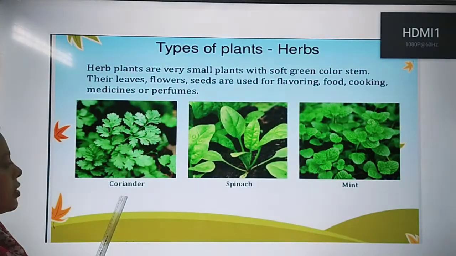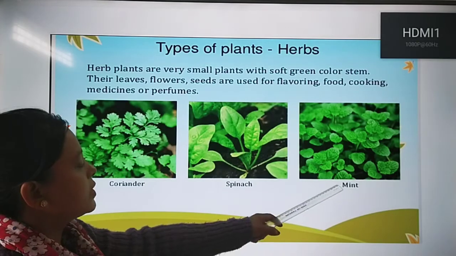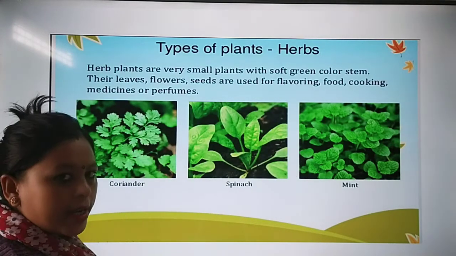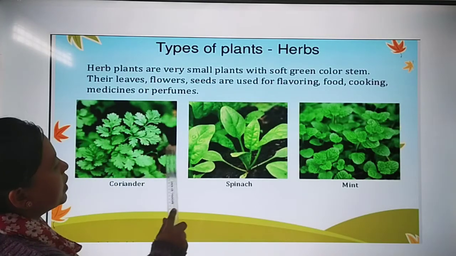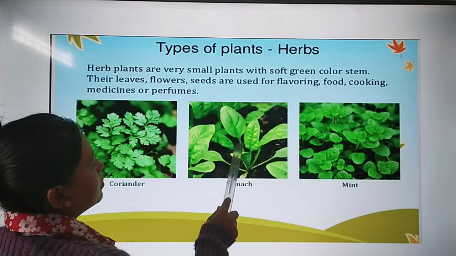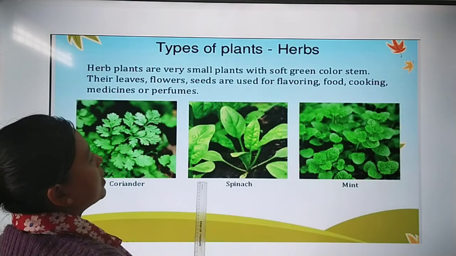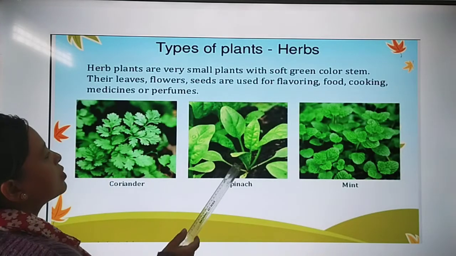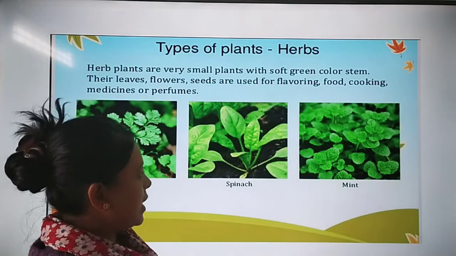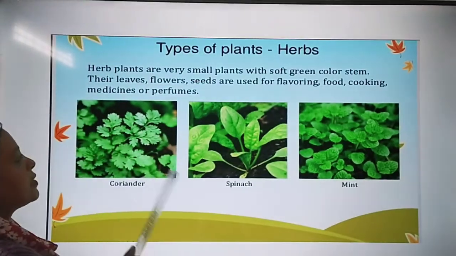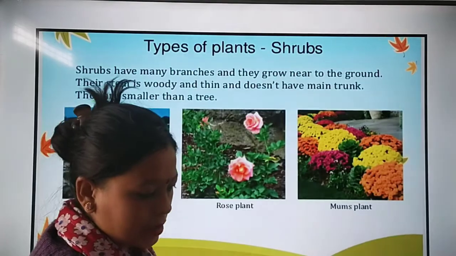Okay, so you can see in the picture coriander, spinach and mint. This is small in size. It doesn't look like a tree, isn't it? It is very small in size, and this is the stem of this herb, and it is very weak and soft. Okay, and this can be used for cooking, food, flavoring, medicines and perfumes.